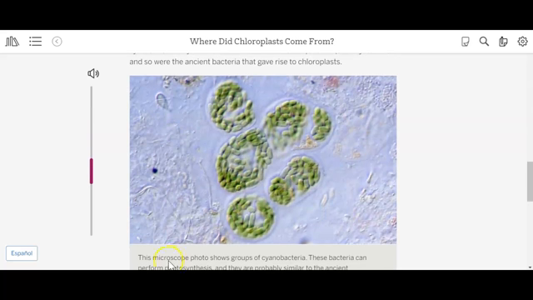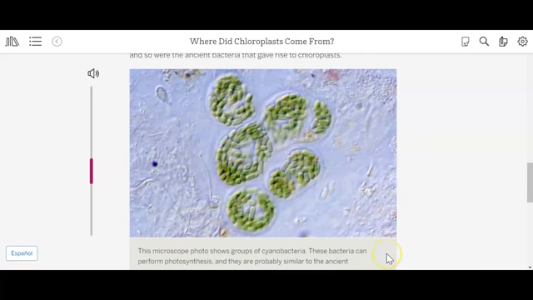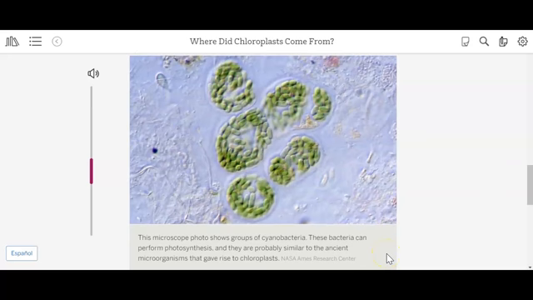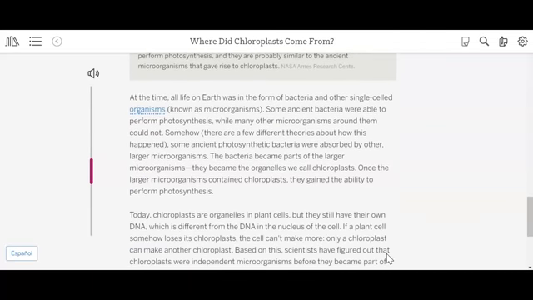So here, this is a microscope photo that shows groups of cyanobacteria. These bacteria can perform photosynthesis, and they are probably similar to the ancient microorganisms that gave rise to chloroplasts. At the time, all life on Earth was in the form of bacteria and other single-celled organisms known as microorganisms. So during the time period we're talking about, there were no animals, there were no plants. All forms of life were in the form of bacteria and single-celled organisms. Some ancient bacteria were able to perform photosynthesis, while many other microorganisms around them could not.